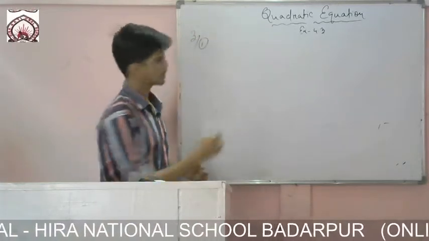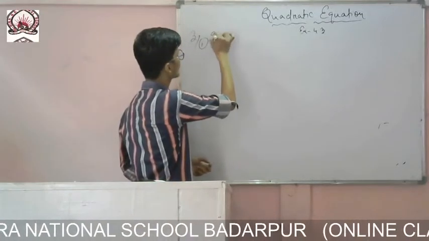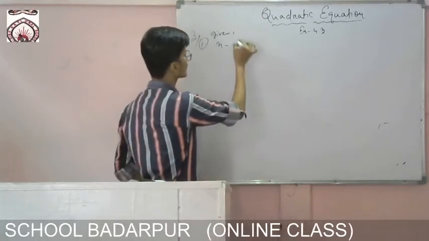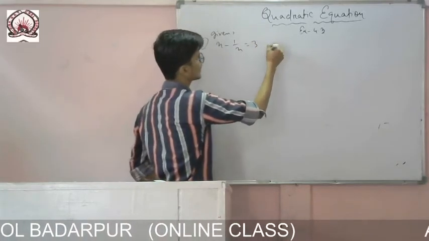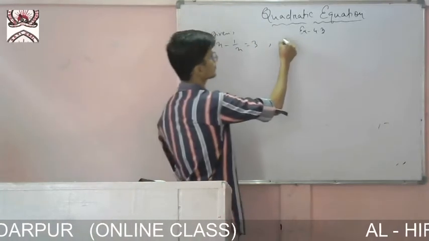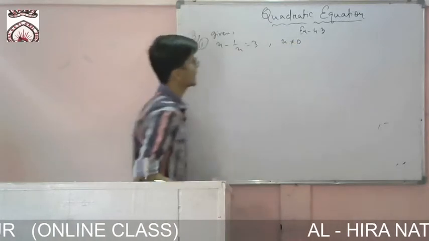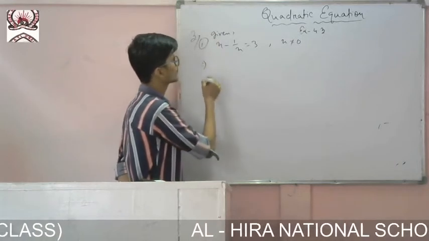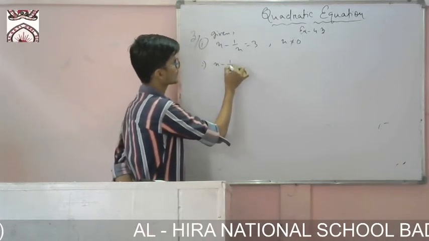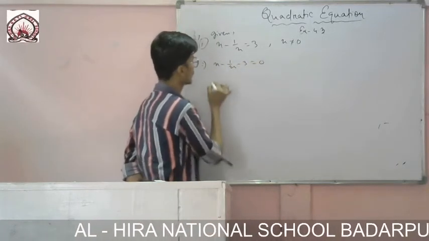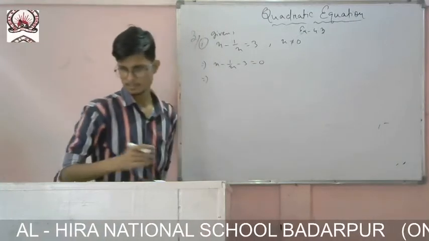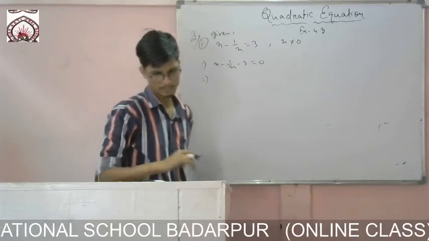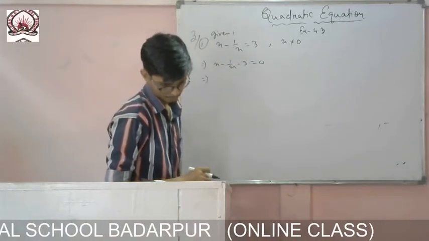Find the roots. The given equation is x minus 1 by x equals to 3 and x is not equals to 0. So x minus 1 by x equals to 3. Let me bring it to this side. So it will be x minus 1 by x minus 3 equals to 0.